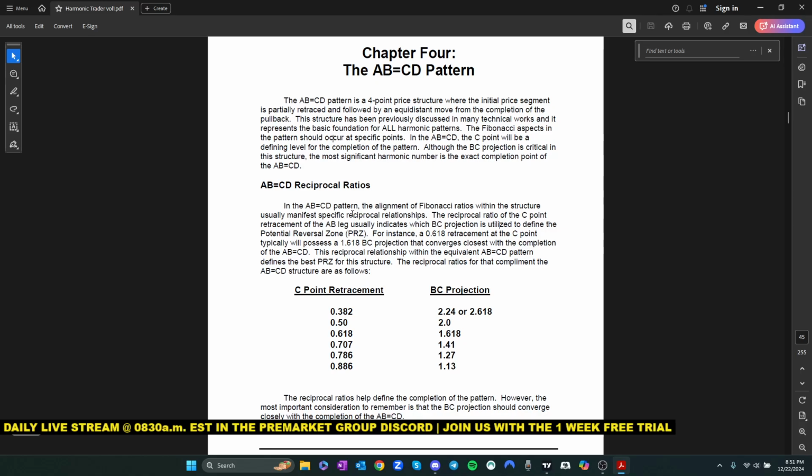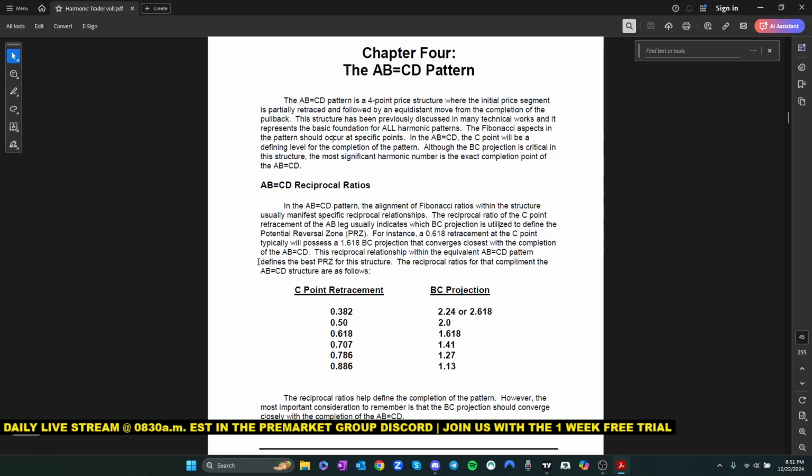Yeah, it tells you right there, BC projection. So in the AB equals CD pattern, the alignment of Fibonacci ratios within the structure usually manifests specific reciprocal relationships. The reciprocal ratio of the C point retracement of the A to B leg usually indicates which B to C projection is utilized to define the potential reversal zone, or PRZ. For instance, the 618 retracement at the C point typically will possess a 1.618 B to C projection that converges closest with the completion of the ABCD pattern. This reciprocal relationship within the equivalent AB equals CD pattern defines the best PRZ for this structure.